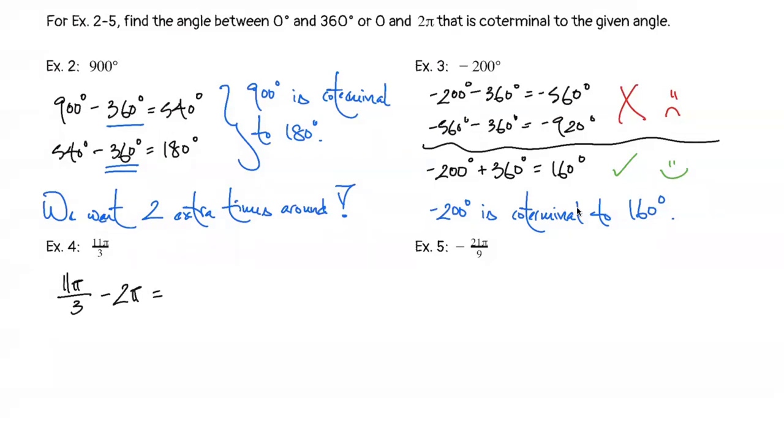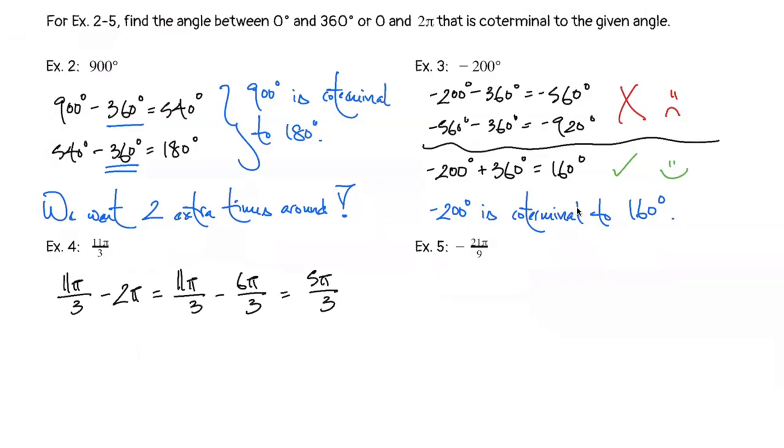But how do I subtract these? I don't think I can subtract them the way that they're written. You want to multiply the 2 pi by 3/3. Yeah, so we'll get 11 pi over 3 minus 6 pi over 3, right? So we get a common denominator there. Great. We subtract them, we get 5 pi over 3.